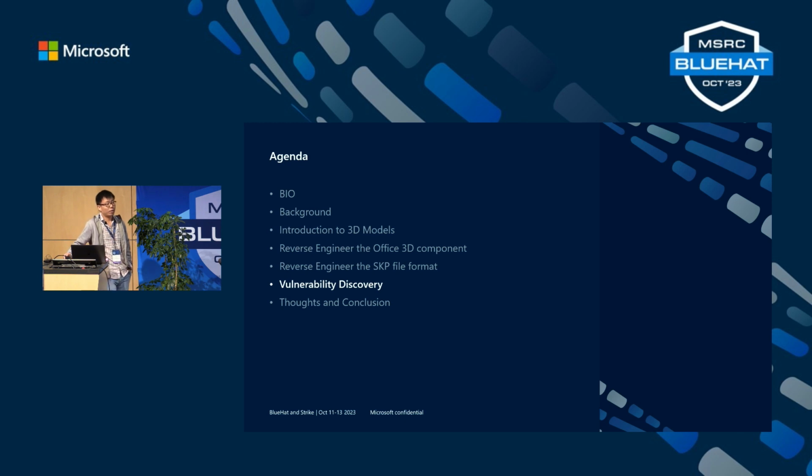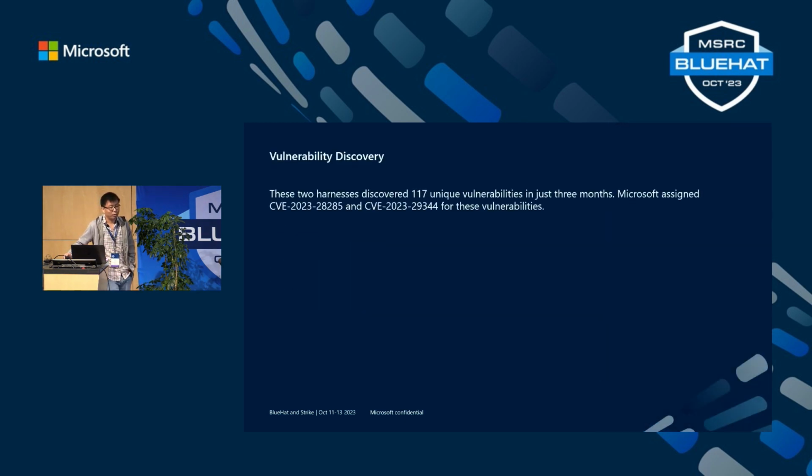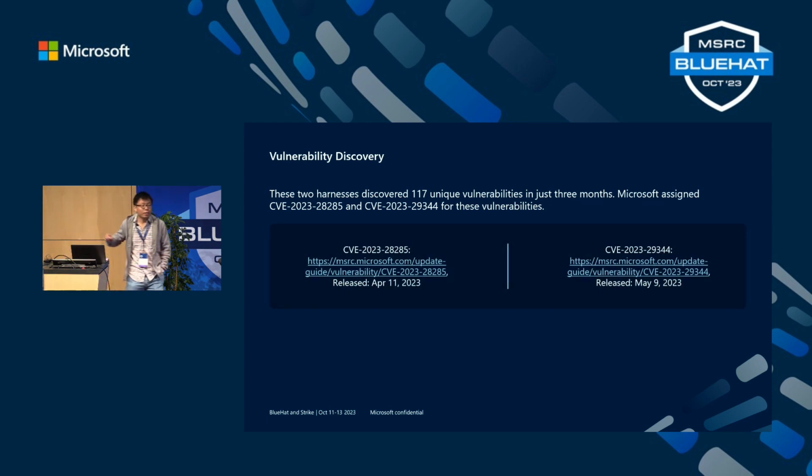Okay, let's move on to the section on vulnerability discovery. Finally, these two harnesses discovered 117 unique vulnerabilities in just 3 months. So Microsoft assigned 2 CVE numbers for all of the vulnerabilities. The first CVE was released in April, and CVE-2023-29344 was released in May.